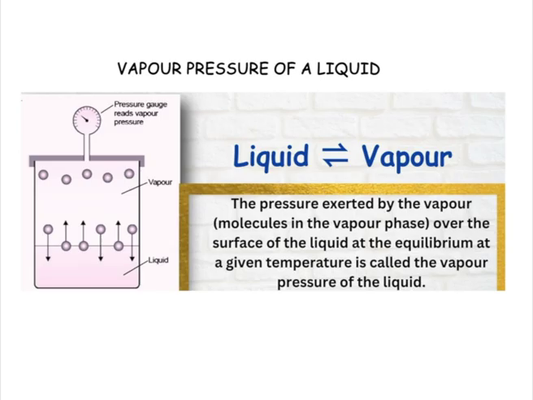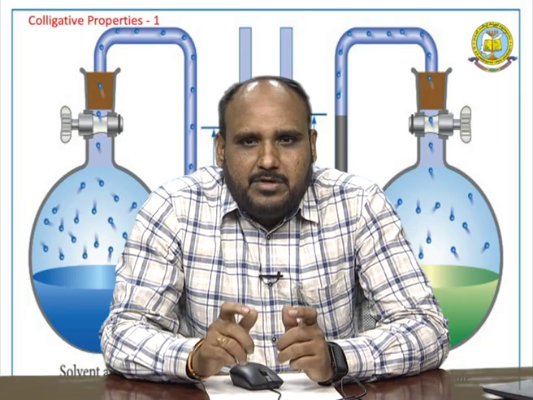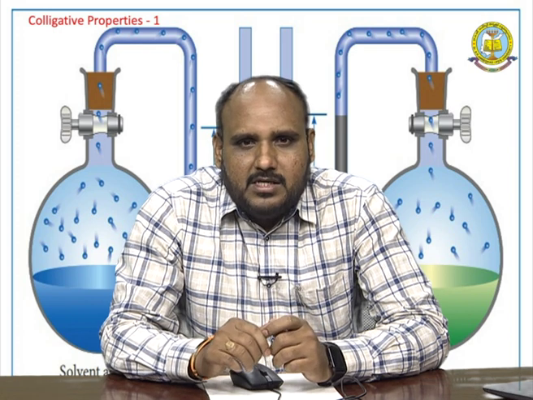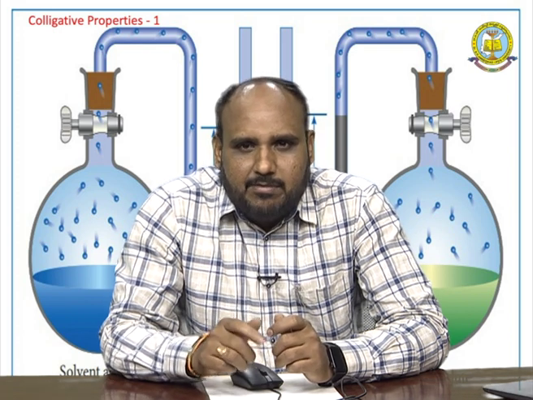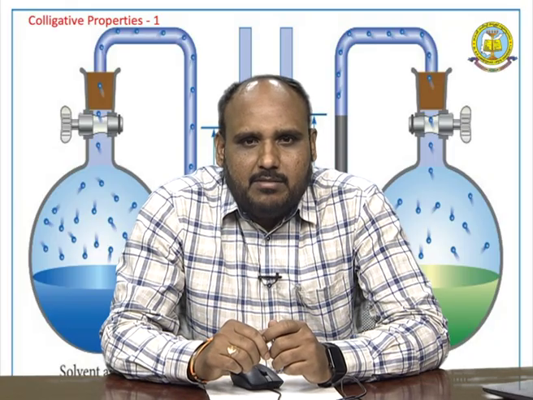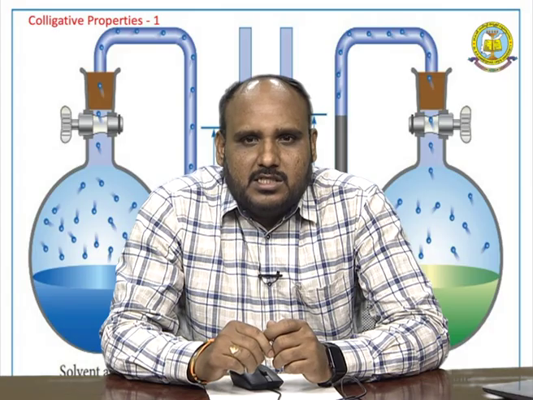During that equilibrium condition, the liquid is in equilibrium with its vapors. How many particles or molecules are present in the vapor state? The pressure exerted by those molecules is known as vapor pressure. Simply, vapor pressure is the pressure exerted by the vapors. These molecules are present in the vapor phase over the surface of the liquid at equilibrium at a given temperature, and this is known as the vapor pressure of the liquid.